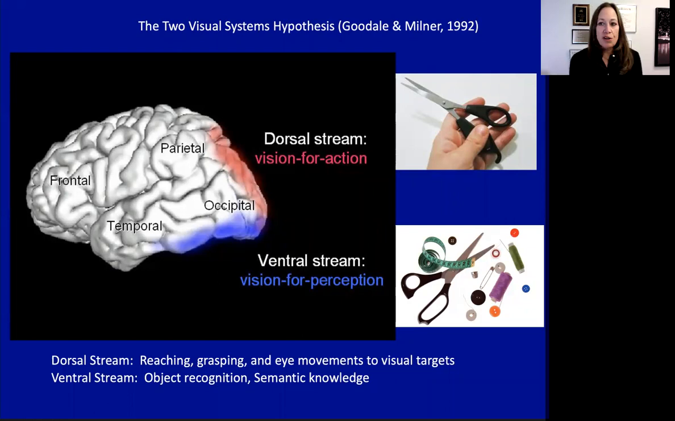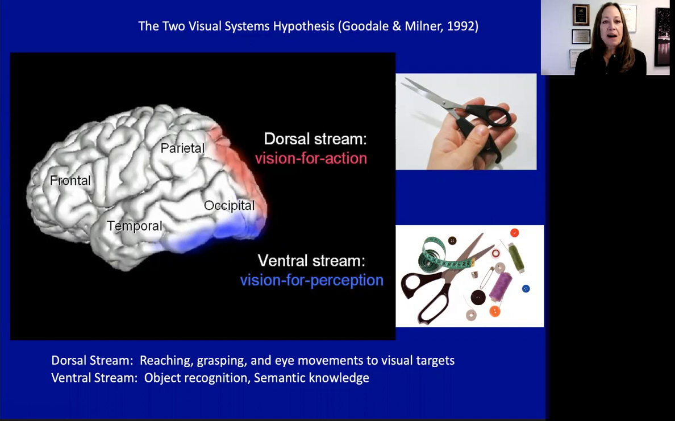So when we started doing this work, there was and remains a justly influential model of two visual systems in the brain. That was originally proposed by Ungerleider and Mishkin based on work in non-human primates, and then later developed further by Goodale and Milner based on work in primates and in humans. And the basic idea with which many of you will be familiar is that there is a dorsal stream, which is specialized for vision for action, and a ventral stream, which is specialized for vision for perception. And the dorsal stream is critical for reaching to and grasping and looking at currently visualized objects, whereas the ventral stream is critical for object recognition and semantic knowledge. And as I said, most of you will be familiar with this concept.